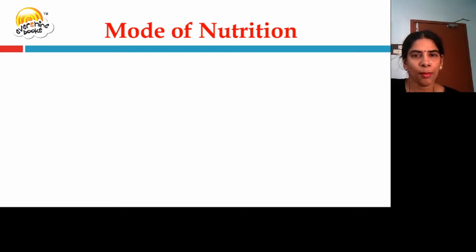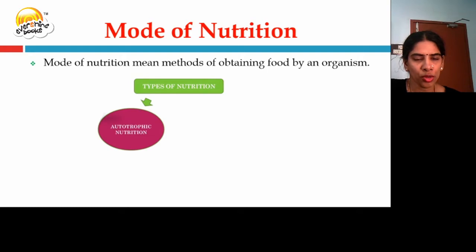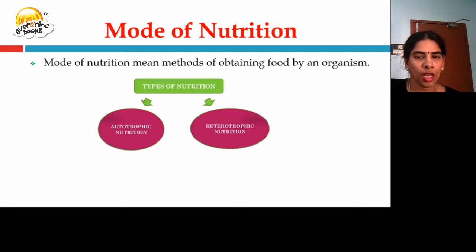Let us see what the mode of nutrition in plants is. What is the meaning of mode of nutrition? It is nothing but a method by which organisms obtain food. There are two types of nutrition. One is autotrophic, another one is heterotrophic nutrition.